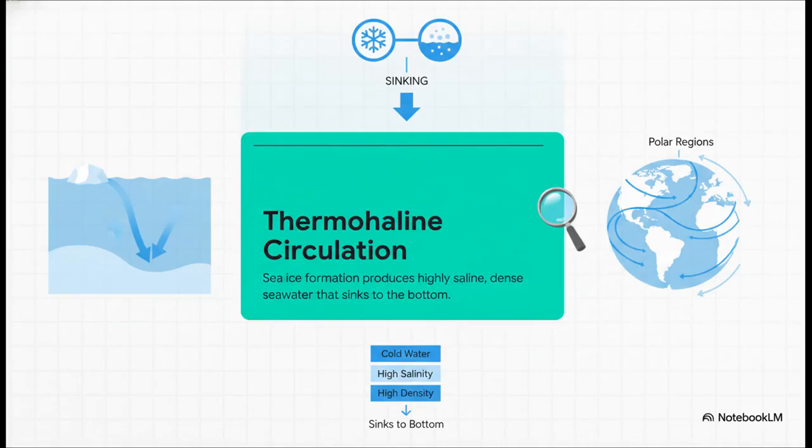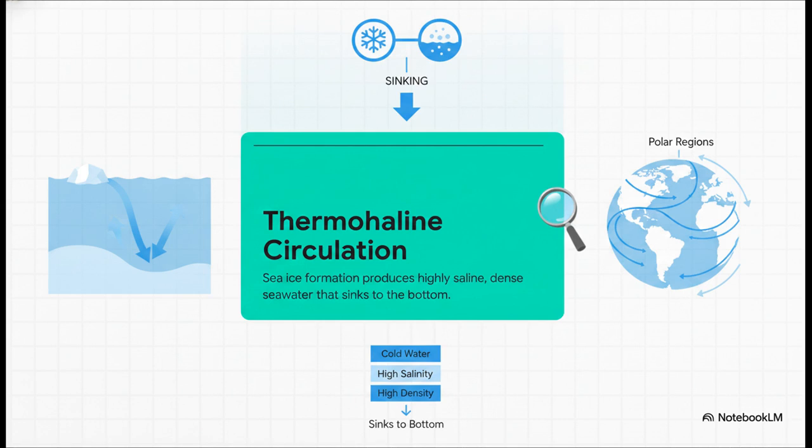Then we have a deep water mechanism called thermohaline circulation. Now this happens up at the polar regions. When sea ice forms, only the fresh water freezes, which leaves all the salt behind in the liquid ocean. This produces seawater that is highly saline and incredibly dense.